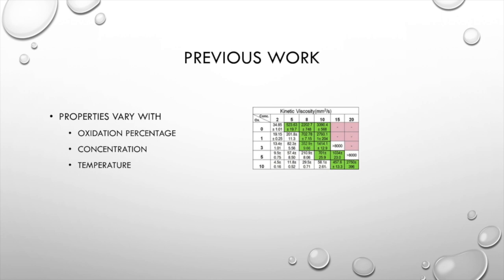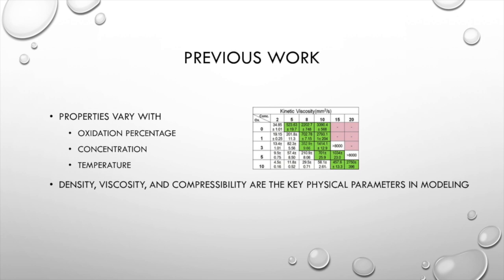So some previous work that has been done in this area is mostly on modeling the properties of the Bioink, because this is how you're going to figure out what your retraction settings are. Properties vary with oxidation percentage, concentration, and temperature, and usually density and viscosity have been modeled, but our group is looking at compressibility, which is another key physical parameter but has not been modeled in the past.